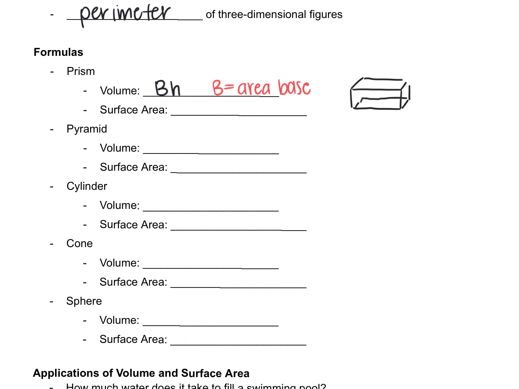For surface area, you are going to do 2 times the area of the base plus PH. So B is still the base area. P is now the perimeter of your base. And then H is your height.